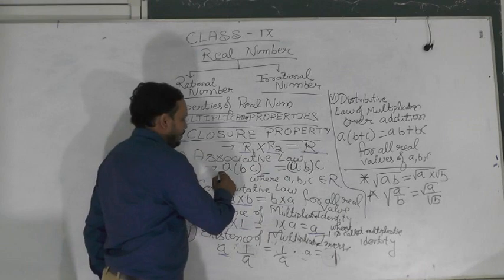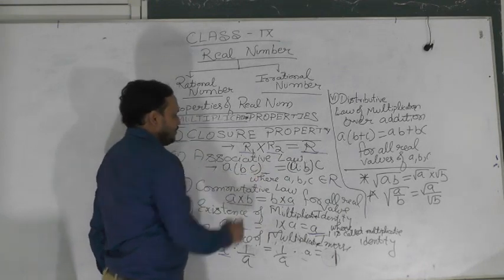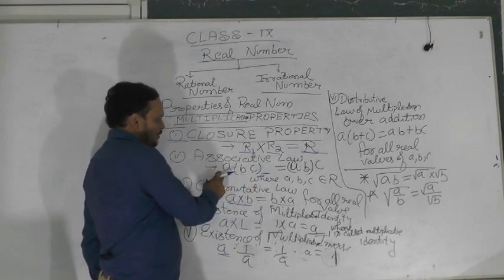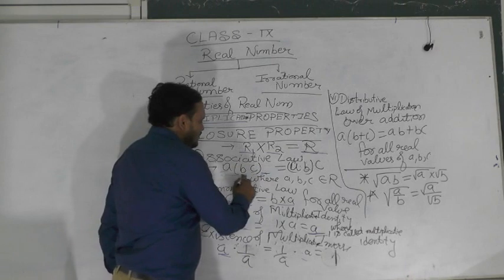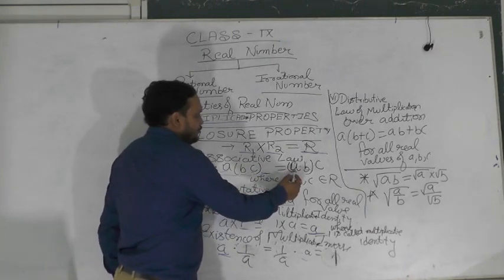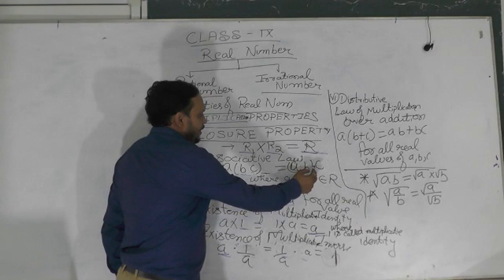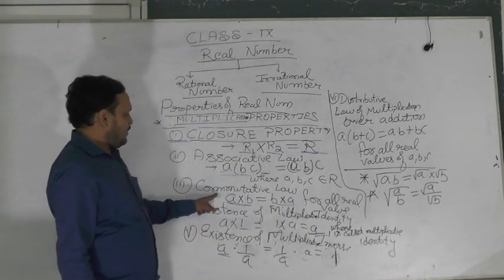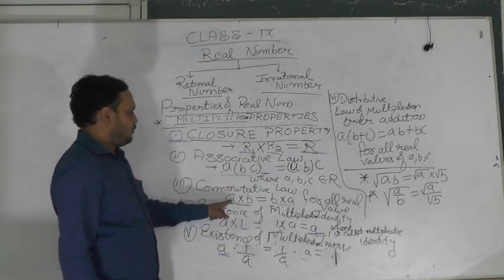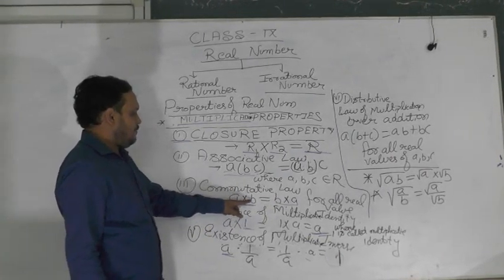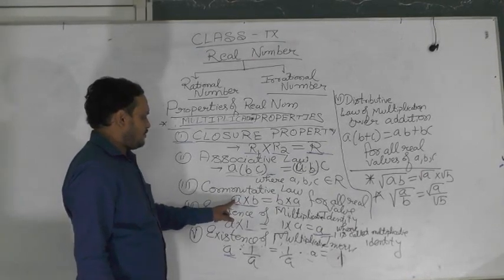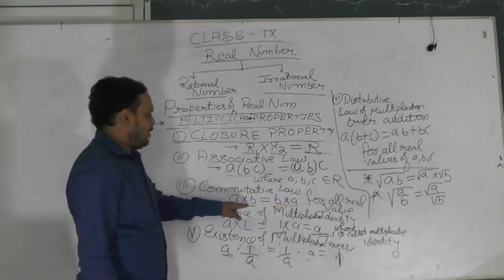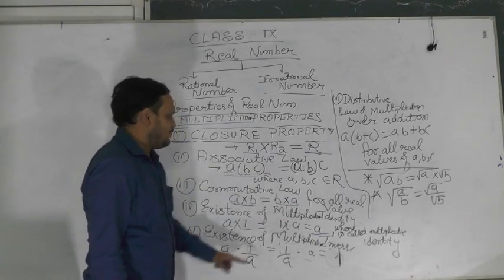Suppose there are three real numbers A, B and C. Suppose B and C are first multiplied and the resultant is multiplied by the first real number. The final result will be the same if we multiply the first two real numbers and then multiply it with the third real number. The third property is the commutative law. If two real numbers A and B are multiplied in any order, A into B or B into A, the product of these two real numbers is always the same.